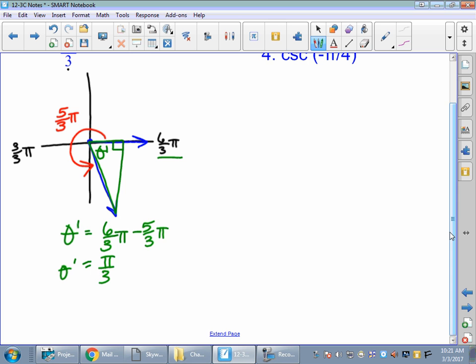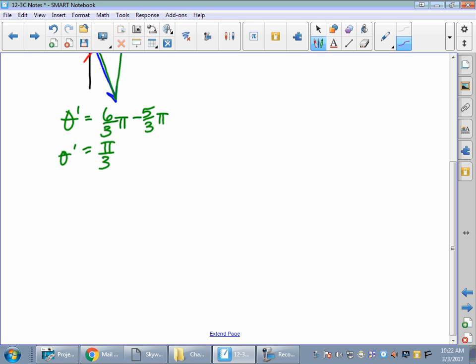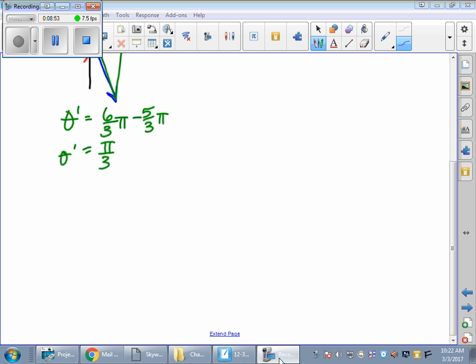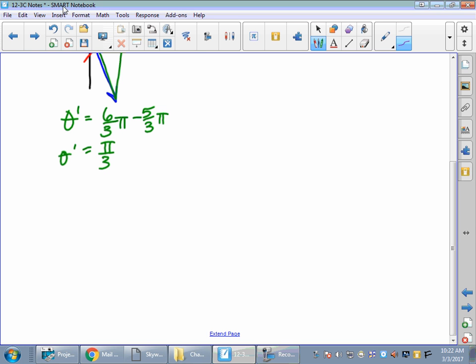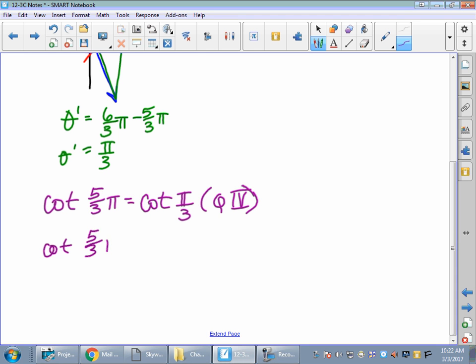Now that I know the size of theta prime, I'm going to find out what my value is. They want to know cotangent. So I'm going to do cotangent of 5/3 pi, which is equivalent to finding the cotangent of pi over 3 in quadrant 4. If you look at your chart, the cotangent of 60 degrees or pi over 3 is the square root of 3 over 3.